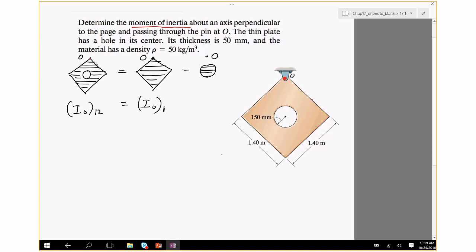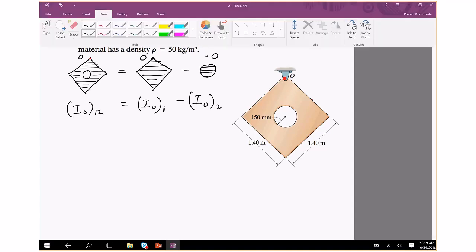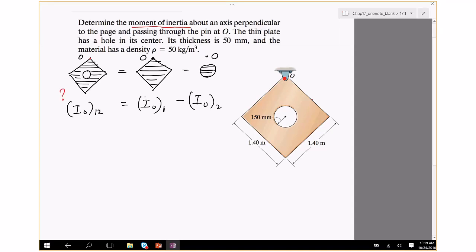1 denotes the plate, the rectangular plate, minus the inertia of the disk about O. 2 denotes the object, which is the circular hole. Okay, so this is the unknown, and we're going to find the right sides to figure out the inertia.